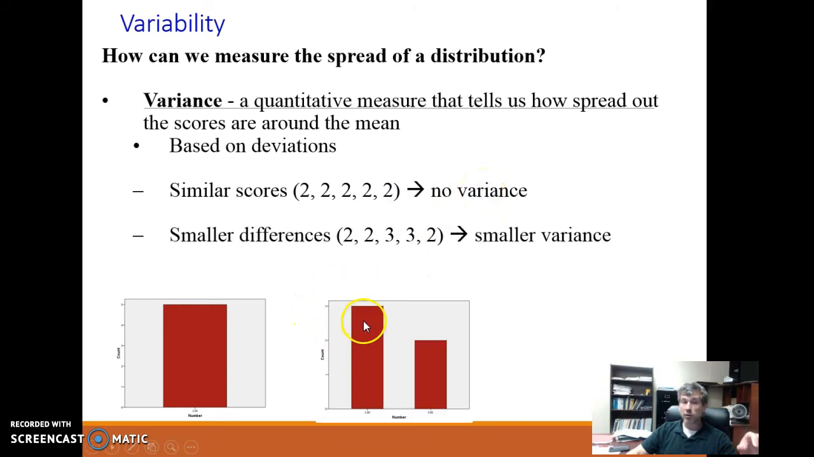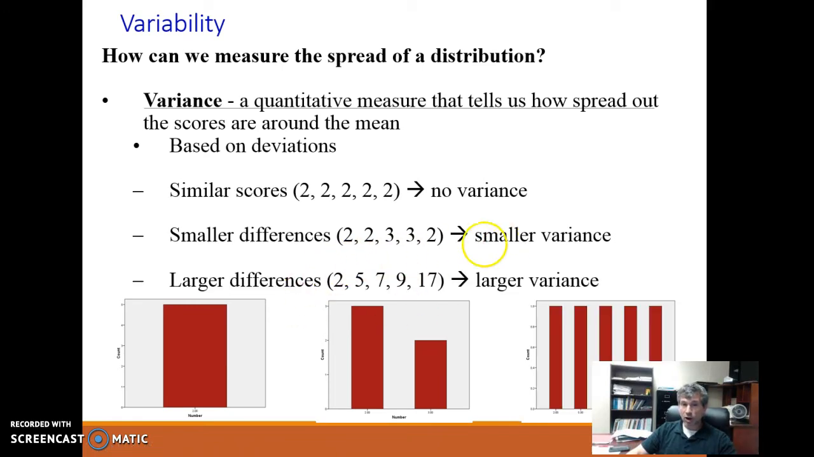If you have some small differences, like seen here, where you have 3 people with scores of 2, 2 with scores of 3, that's going to have a small variance. The scores do differ from each other, but not by much, so your variance is going to be smaller as well. As differences get larger and larger, like here where there's a much bigger spread between those scores, your variance gets bigger and bigger. So essentially the variance is a descriptive statistic. It's a number. The bigger the number gets, the more spread out the scores are from the average.